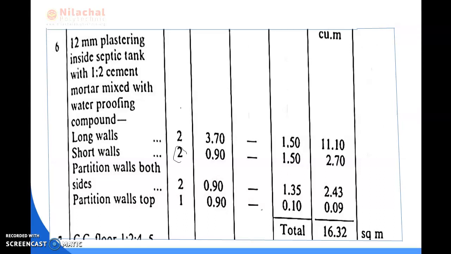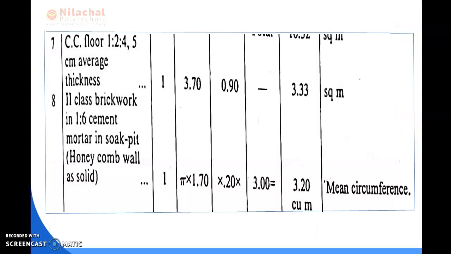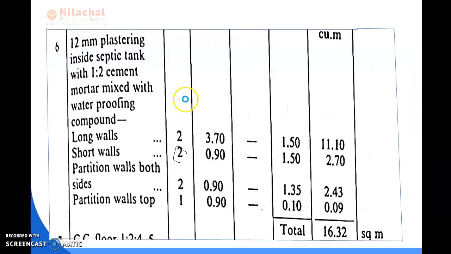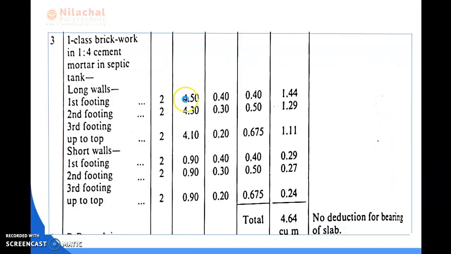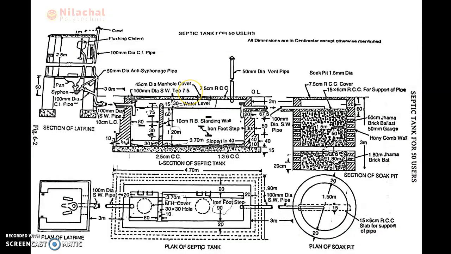Then we discuss the next part, which is CC floor 1:2:4, 5 centimeter average thickness. But in my CC floor 1:2:4, you need to check. Where is the CC floor used? In case of a septic tank, the CC floor is used. CC floor is 1:3:6.